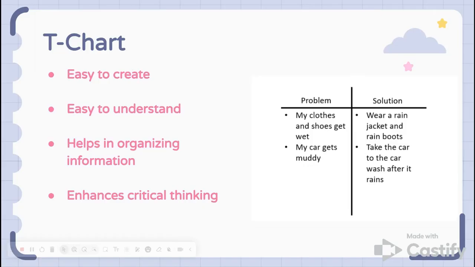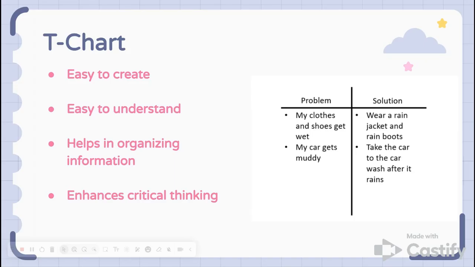Some of the benefits of the T-chart graphic organizer are: they're easy to create. All you need are two columns to organize your ideas and data. They're easy to understand. It's easy to see the similarities and differences between two ideas or data sets.